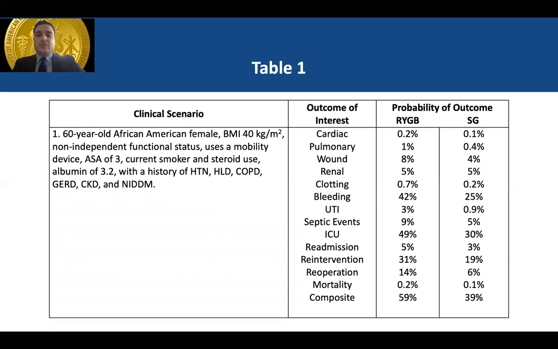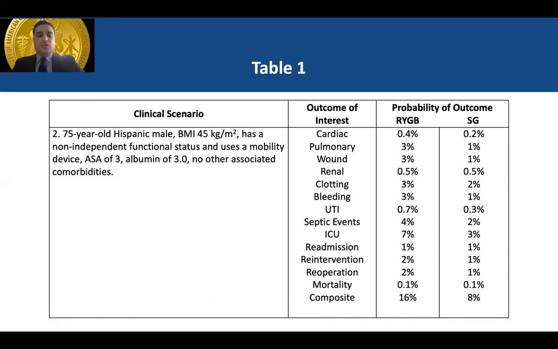For examples of the utility of our risk calculator, please refer to Table 1, which is broken down here. The first scenario shows the risk of each 30-day morbidity and mortality outcome for a 60-year-old African-American female with the given clinical presentation. The second shows the risk of each outcome for a 75-year-old Hispanic male with a distinct clinical presentation. You can see our calculator provides a probability of each outcome of interest, as well as a composite outcome for both Roux-en-Y gastric bypass and sleeve gastrectomy.